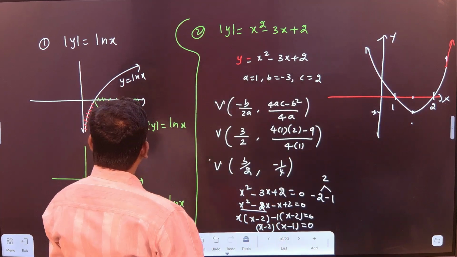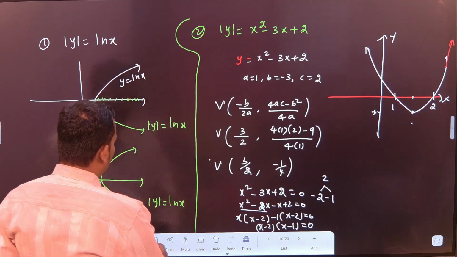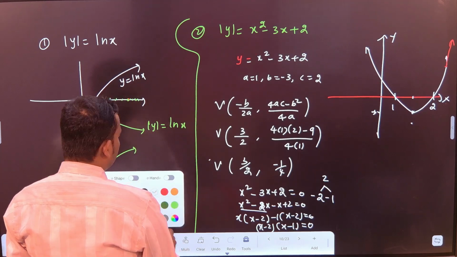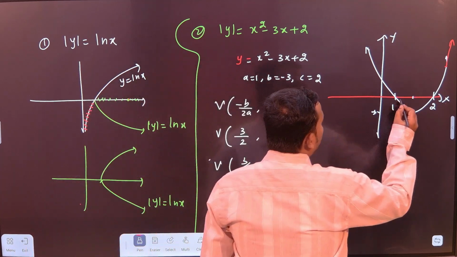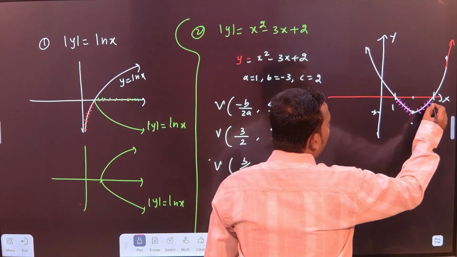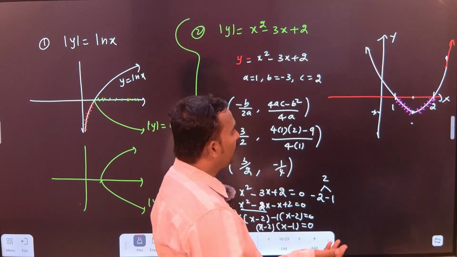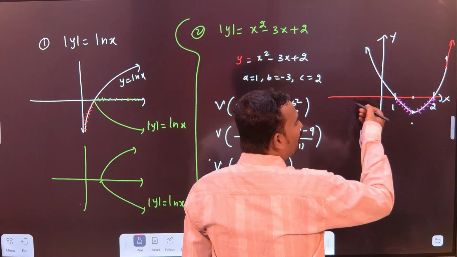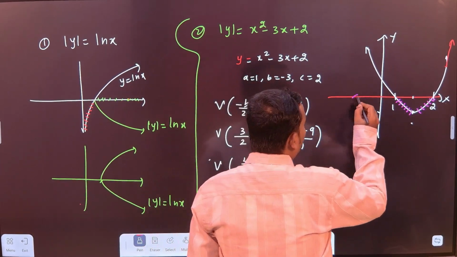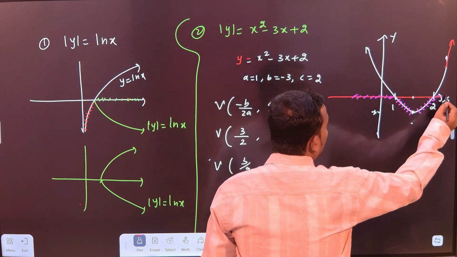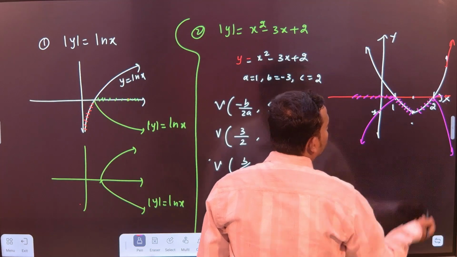Now what we have to find out? We need to find mod y is equal to x square minus 3x plus 2. Very simple. You just remove the negative y values, that means below the x-axis you have to remove it. And whatever the positive part is, above the x-axis, take the mirror image about the x-axis.